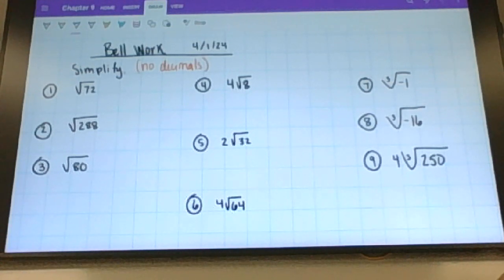Then it's already simplified. Or you could write already simplified or drag and drop already simplified. Number 2.